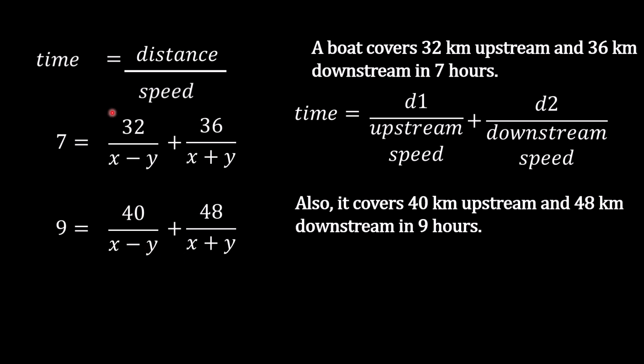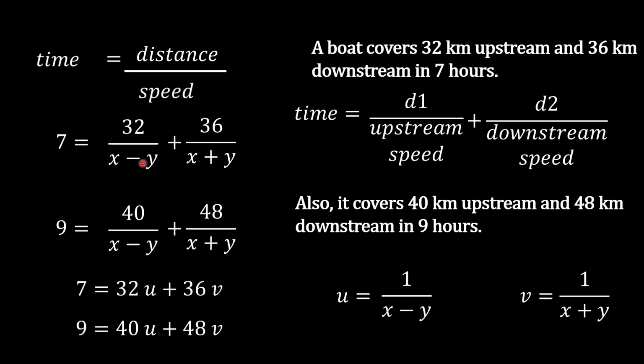For this we consider 1 by x minus y as u and 1 by x plus y as v. Substituting these two values in these two equations, we get 7 is equal to 32u plus 36v and 9 is equal to 40u plus 48v.